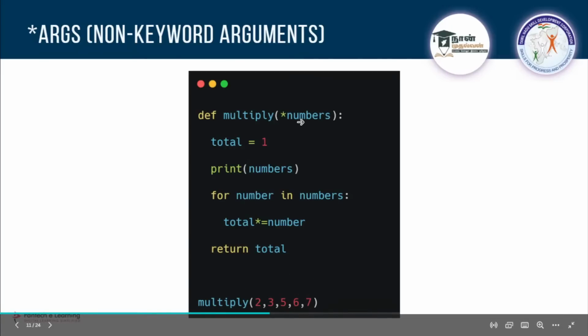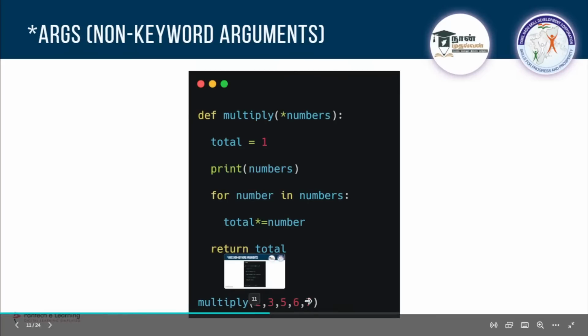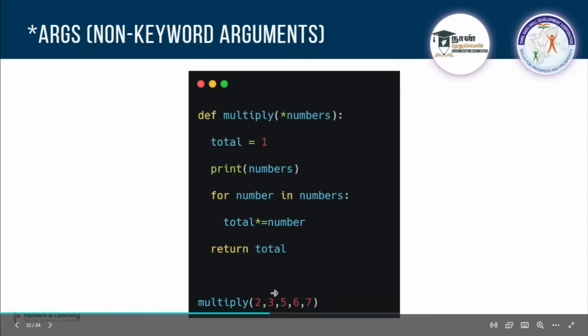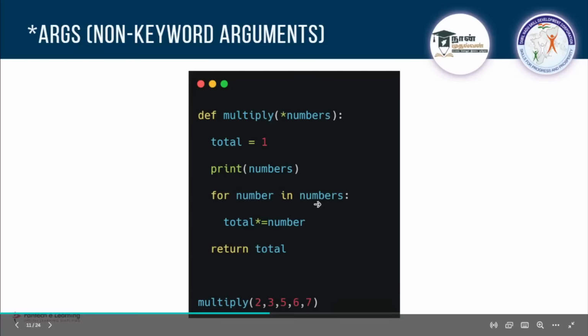So I'm asking for the numbers and I'm giving a 1 star here. So this is a non-keyword argument. You can pass any number of arguments here, and that will be stored as a set or a list. Based on your requirement you can store that. So this will be a sequence, right? It will be stored in a tuple or a list. I'm setting the total as 1, and I'm going to multiply everything and give us the output. So using a for loop, for number in numbers, this numbers will be a list or a tuple.